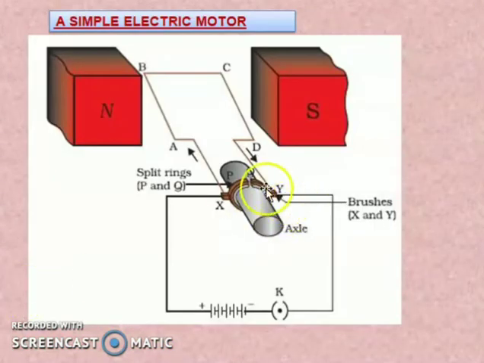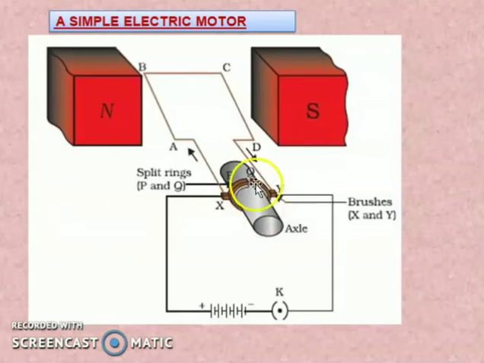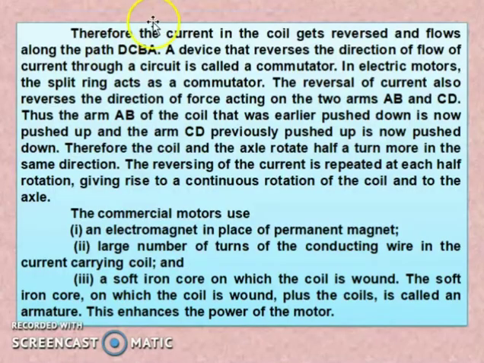So during half rotations, P will make contact with Y, and Q will make contact with X. So during this half rotation this will happen. So a half rotation will take place. Now therefore the current in the coil gets reversed. So now the coil current will be reversed.